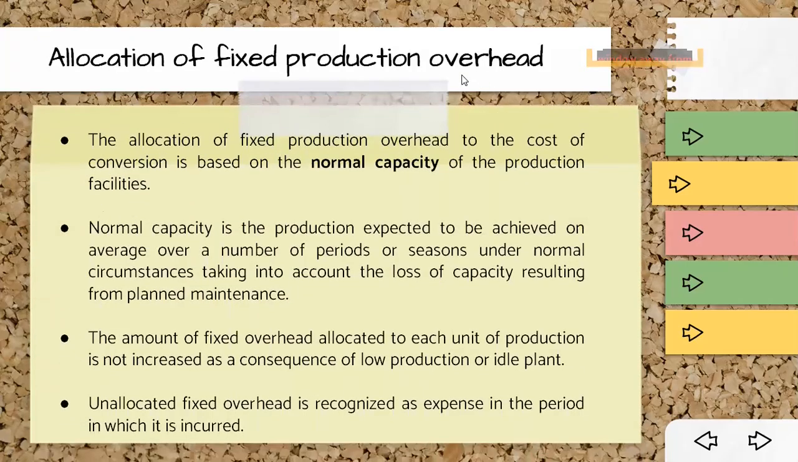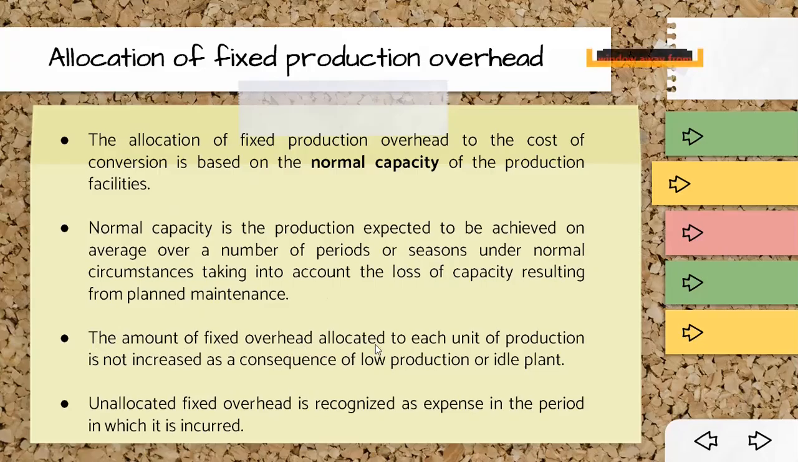So the allocation of fixed production overhead. How do we allocate the fixed production overhead to the cost of conversion? So that is based on the normal capacity of the production facilities. So pag sinabi natin normal capacity class, this is the production expected to be achieved on an average over a number of periods or seasons under normal circumstances, taking into account the loss of capacity resulting from plant maintenance. So yan talaga yung capacity ng iyong factory. So that will be the basis of your fixed production overhead.